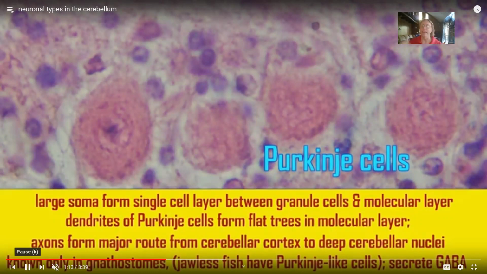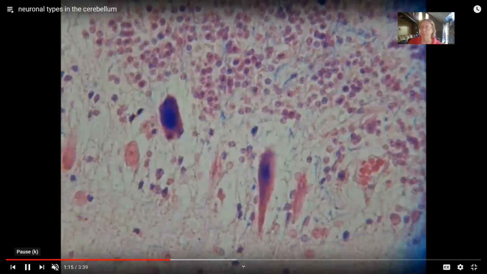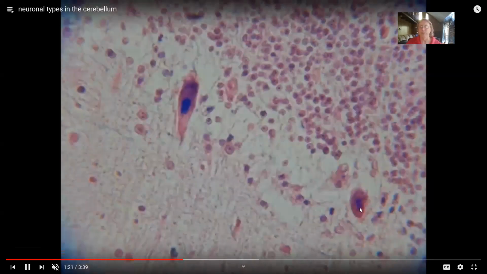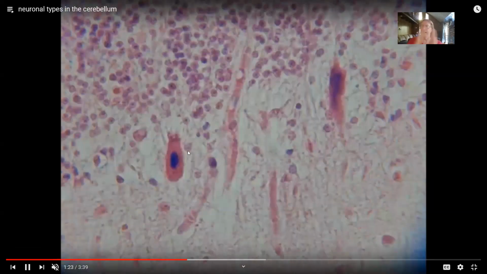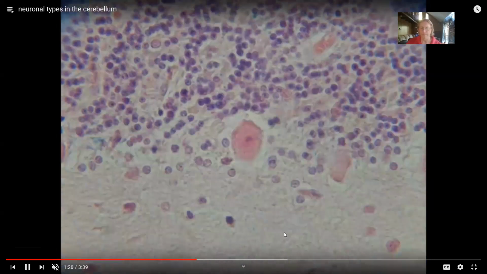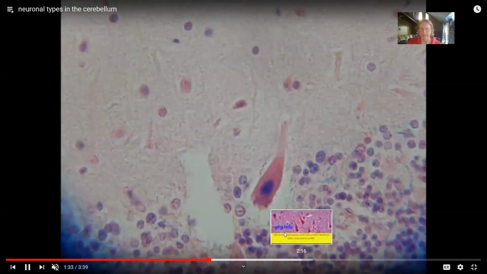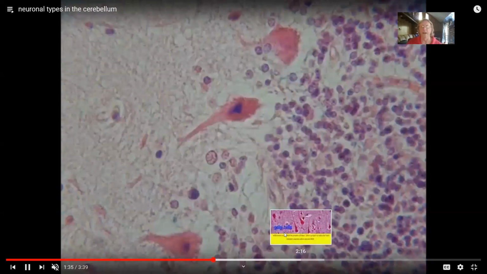As we'll see, they inhibit the deep cerebellar nuclei with the inhibitory neurotransmitter GABA. So here you can see these large Purkinje cells, and once again, in a monolayer, this layer is only one cell thick. There are other cell types as well.